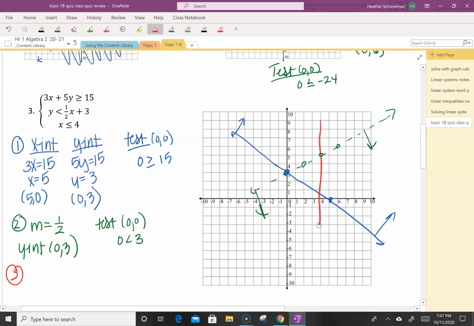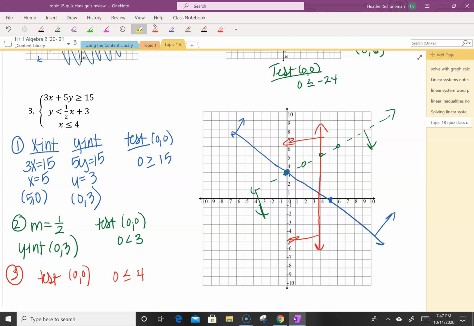So I'm going to, whoops, that was not very straight. Let's try this again. So I'm going to have a vertical line at 4. All right, so when I test this one, I can do 0, 0. And so I get 0 is less than or equal to 4. That is true, so I need to shade towards the center.